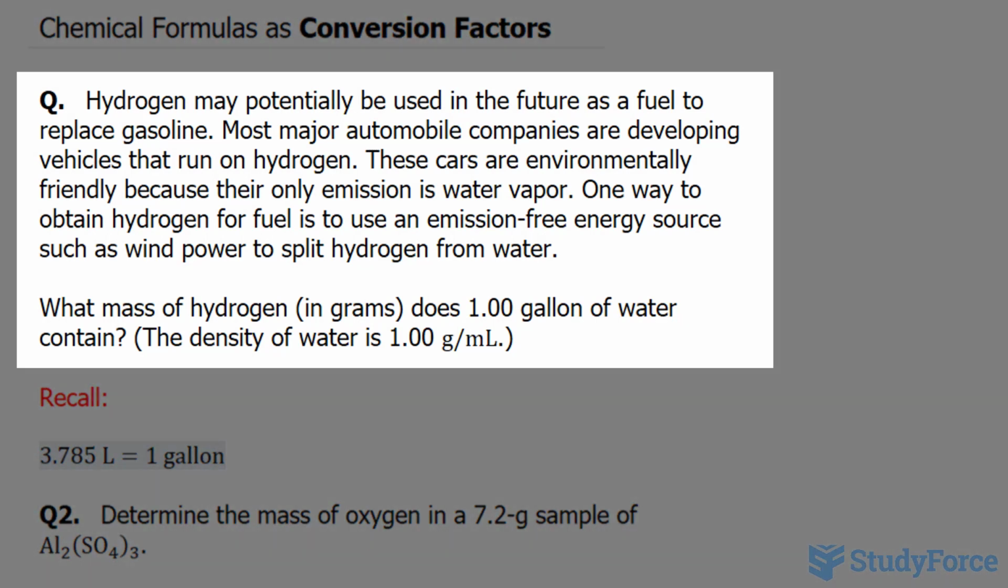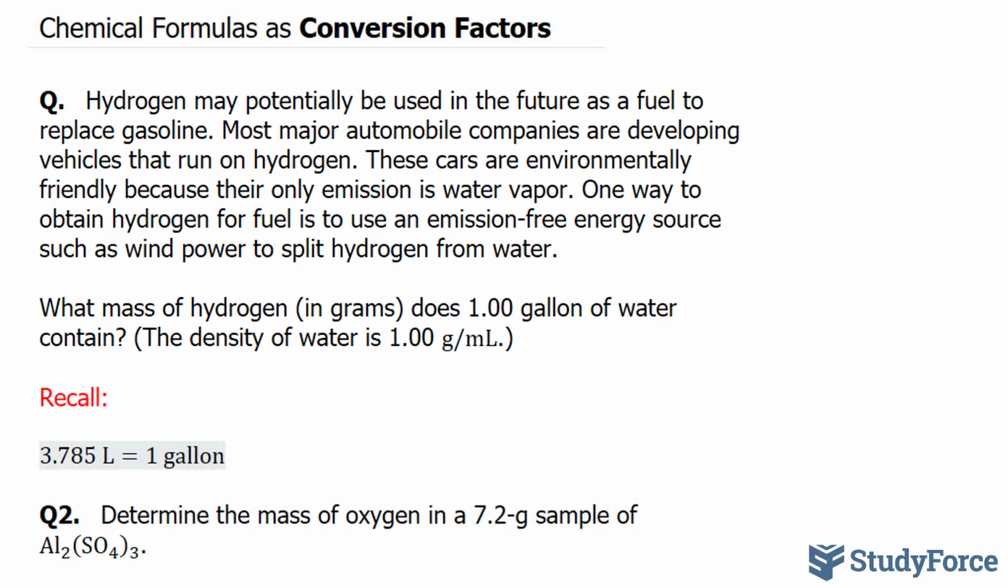The question reads, hydrogen may potentially be used in the future as a fuel to replace gasoline. Most major automobile companies are developing vehicles that run on hydrogen. These cars are environmentally friendly because their only emission is water vapor. One way to obtain hydrogen for fuel is to use an emission-free energy source such as wind power to split hydrogen from water. The question is, what mass of hydrogen in grams does 1.00 gallons of water contain, where the density of water is 1.00 grams per milliliter?